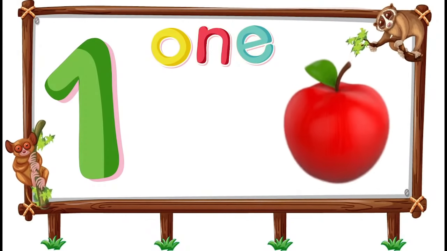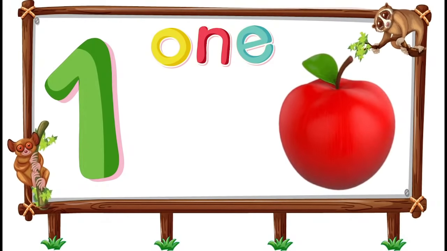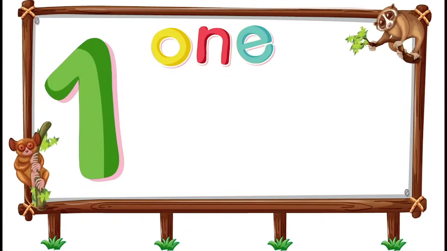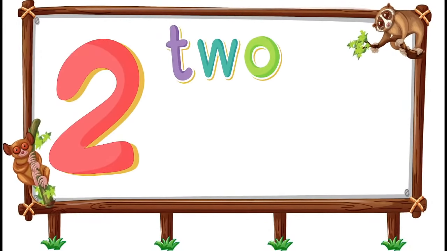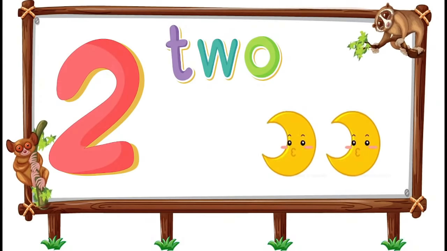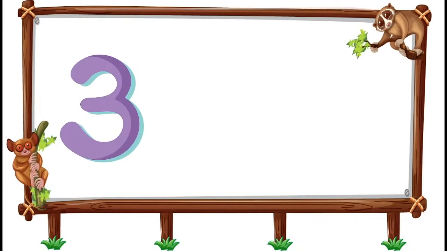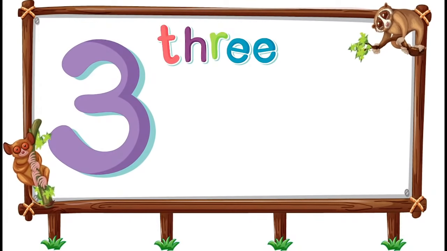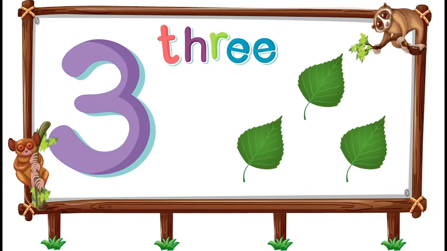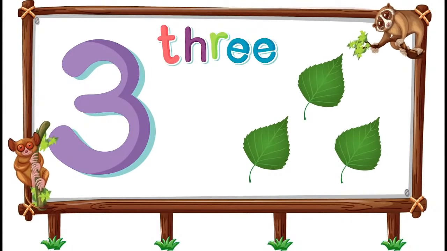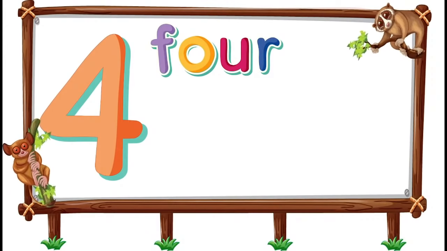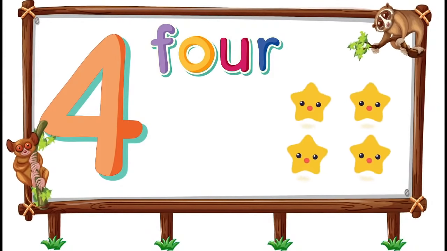1, 1 apple. 2, 2 moons. 3, 3 leaves. 4, 4 stars.